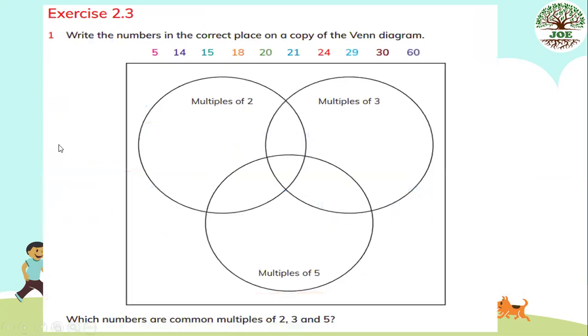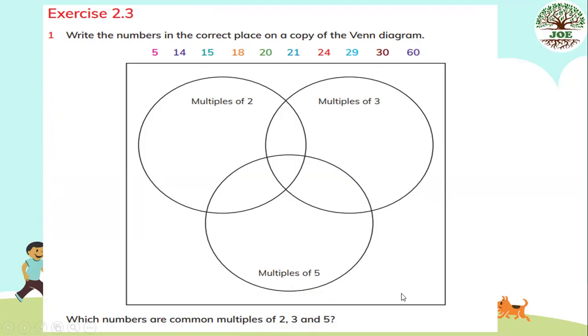And Exercise 2.3. Okay, number 1. Write the numbers in the correct place on a copy of the Venn diagram. The numbers are 5, 40, 50, 80, 20, 21, 24, 29, 30, and 60. There are three circles: multiples of 2, multiples of 3, and multiples of 5. Which numbers are common multiples of 2, 3, and 5?